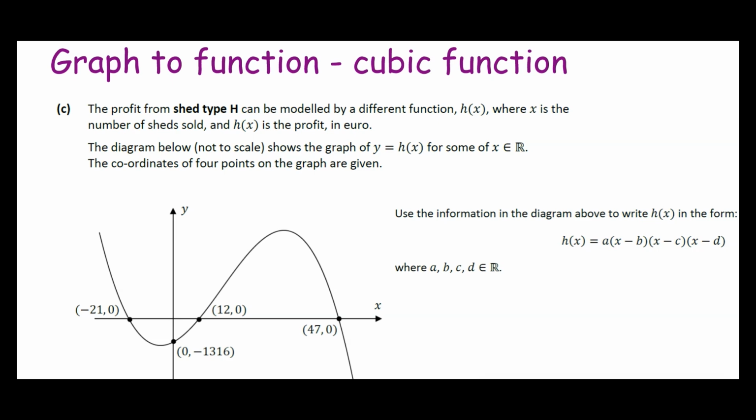So how do we go from a graph to a function, and in this case, a cubic function? Let's have a look. The profit from sheet type h can be modeled by a different function h of x, where x is the number of sheets sold and h of x is the profit in euro. I know that this is not necessarily that important here, but what we have to understand is that this axis represents profit, that is number of euro, and here is number of sheets. That's what we are having here.